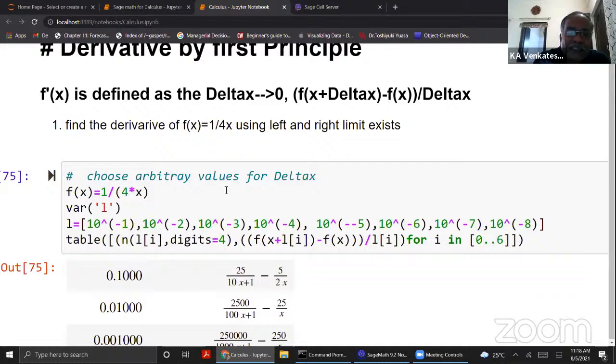We want delta x, f of x plus delta x. Instead of delta x, I'm using the list value L of i. So L of i minus f of x by delta x. So L of i, I've taken 8 values, I've taken only 6 values to see that. So it gives the value.